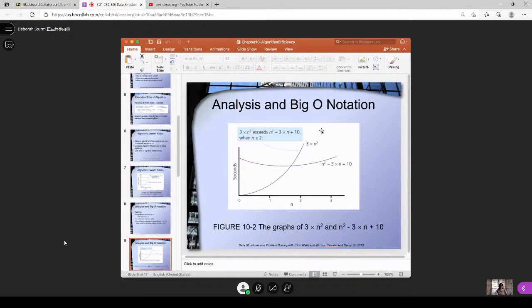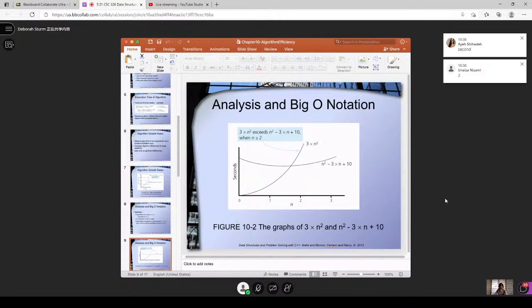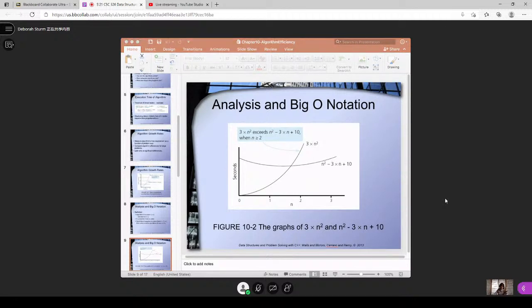Okay, so here's another example. Here we have 3n squared for the graph that says 3 times n squared. And the second one has an n squared, but notice it also has an n in it. N squared minus 3n plus 10. Okay, which one is more efficient? The first one or the second one? The first one, 3n squared, or the second one, n squared minus 3n plus 10? Which one is more efficient for large n? Second one, thank you. Great, that's right.